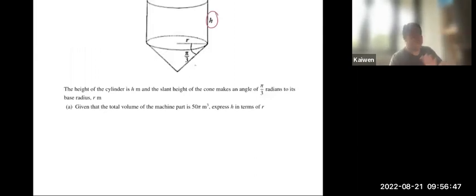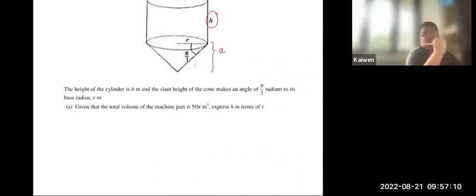So a lot of people actually just go and write 1/3 pi r squared h plus pi r squared h, and then they happily just go and combine the two together, and then you happily solve for h. No, it doesn't work that way. The cone and the cylinder do not share the same height. So let's just stress this very important thing. They do not share the same height.